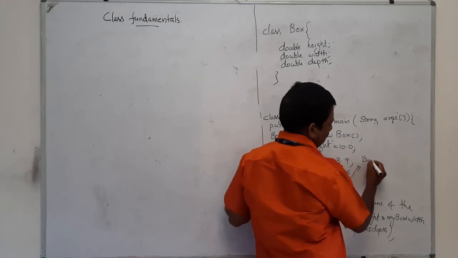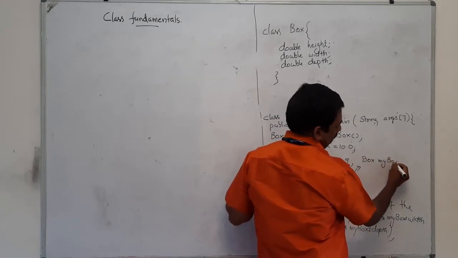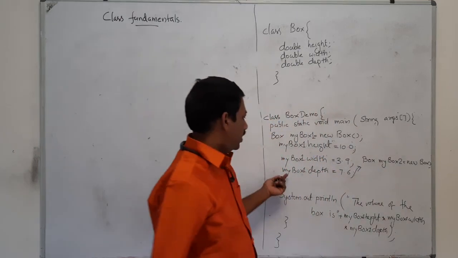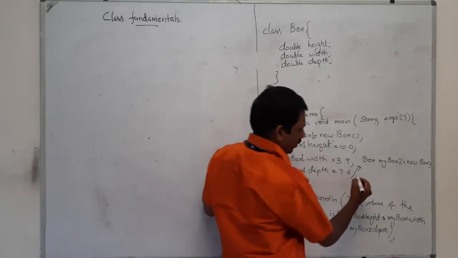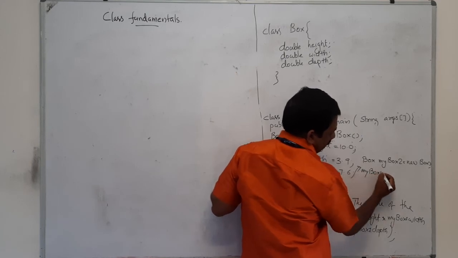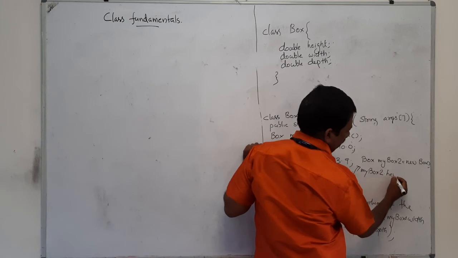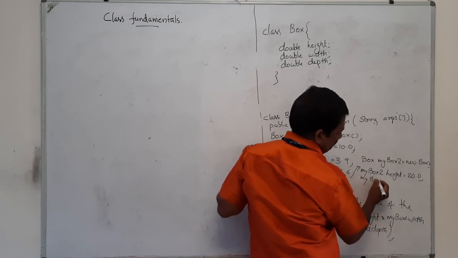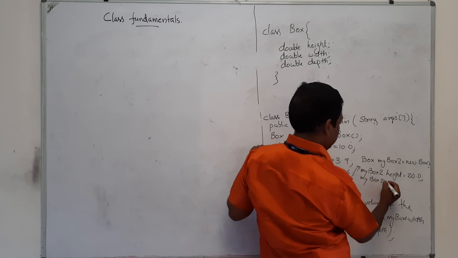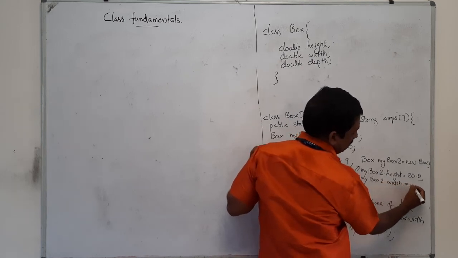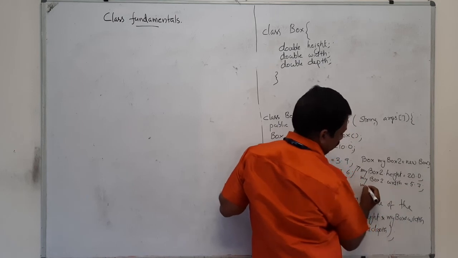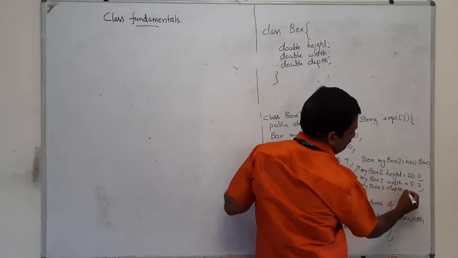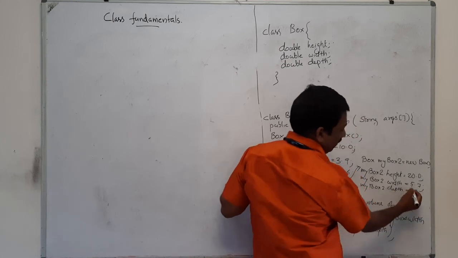Now Box myBox2 equal to new Box, right? Now I am setting myBox2.height equal to say 20.0, myBox2.width is equal to say 5.7, and myBox2.depth is equal to say 3.4. Okay, this is 3.4.